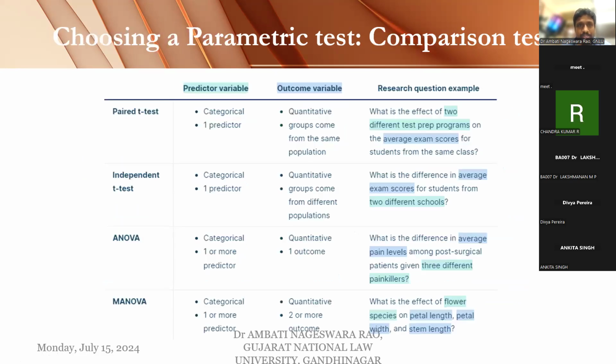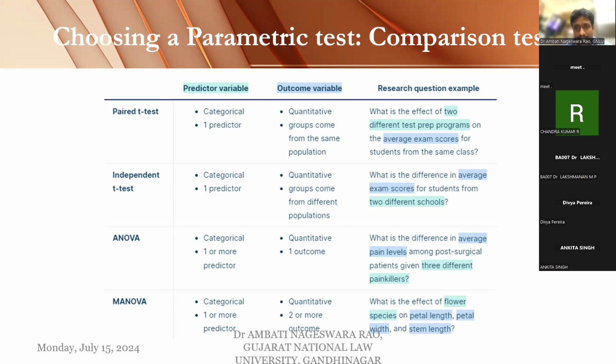Few more examples. For example, if you look at ANOVA, we have categorical data, but more than two groups. For example, I have groups like gender: male, female, LGBT community. I have more than two groups, so that is categorical data. Continuous data, I'm looking at the performance of an employee.